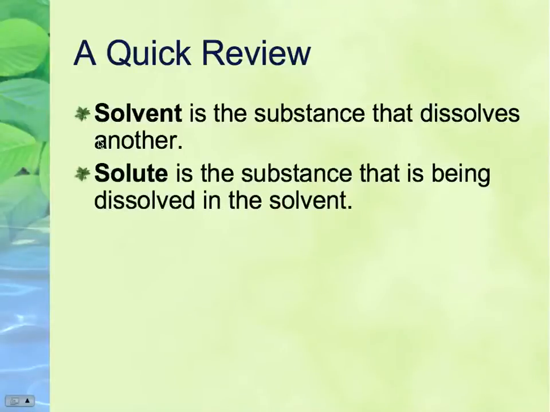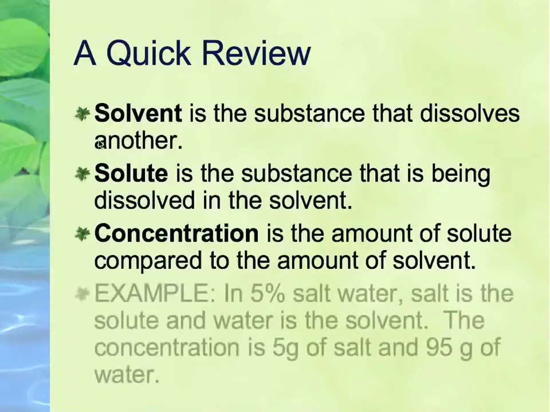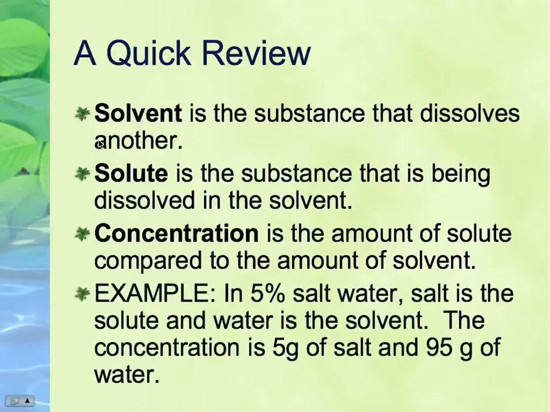I think I might have confused some folks, so let me restate that. The solvent is the thing that dissolves something else. The solute is the thing that gets dissolved, okay? When we talk about concentration, concentration is the amount of solute compared to the amount of solvent. So if we say a 10% salt solution, it means that we have 10% salt and 90% water. So in this case, a 5% saltwater solution is one in which the water is the solvent, salt is the solute, and that means if we took 5 grams of salt and 95 grams of water, we would end up with a 5% salt solution.